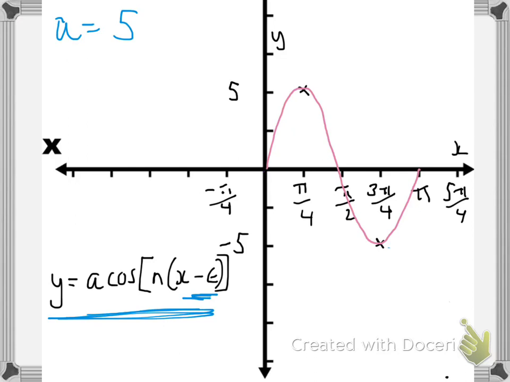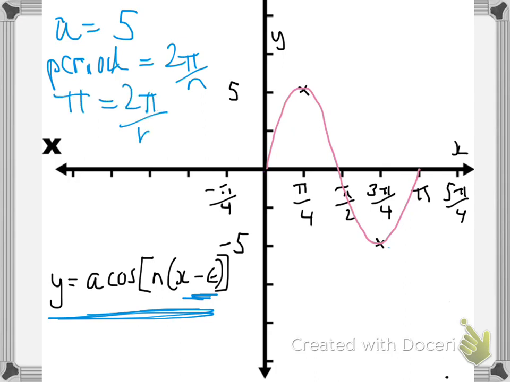The period is pi. Okay, so period equals 2 pi on n. So the period is pi equals 2 pi on n. Swapping places, n equals 2 pi on pi. n equals 2. Okay, so now we've got our A and our n value. There's been no shift up or down, although you can get these ones that do have those vertical shifts as well. But we've now got the situation of there's been a shift to the right, and how many places.